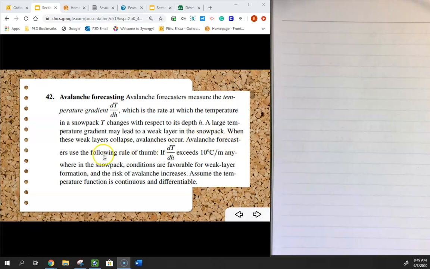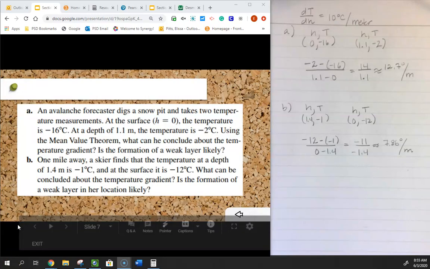Avalanche forecasters use the following rule of thumb. If dT/dh exceeds 10 degrees Celsius per meter anywhere in the snowpack, conditions are favorable for weak layer formation and the risk of an avalanche increases. Assume the temperature function is continuous and differentiable. Given that situation, let's look at a couple problems with that.